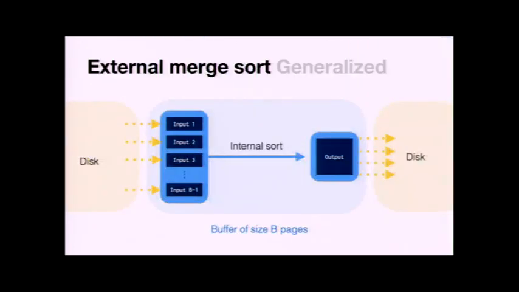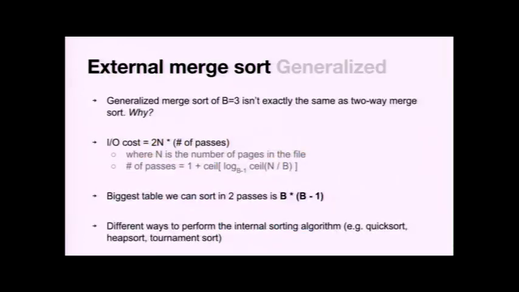If we generalize external merge sort, since we have more than just 3 buffers, we can utilize our extra memory to merge more runs in any pass. So if we have B buffers, that means we can have B-1 input buffers. And that means we can merge B-1 runs at a time.